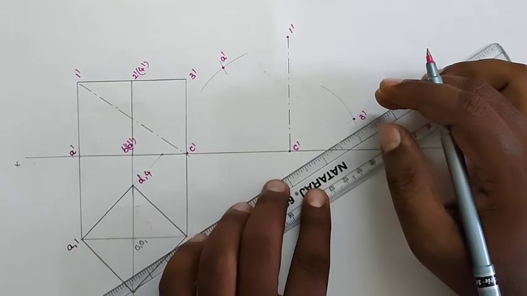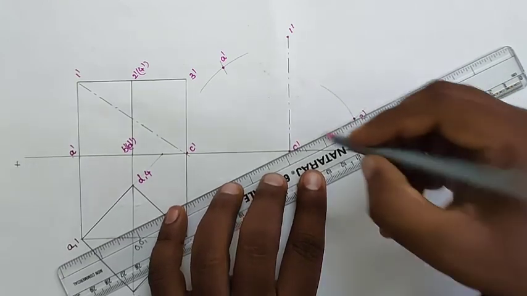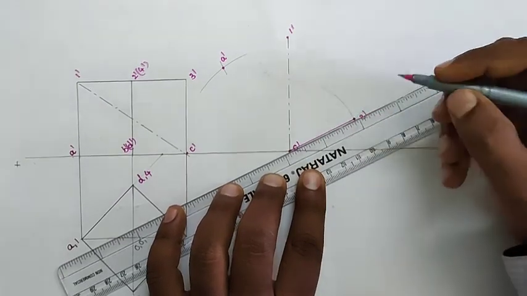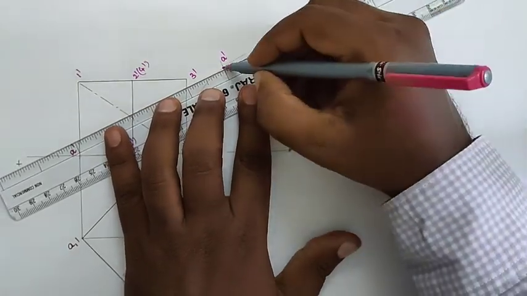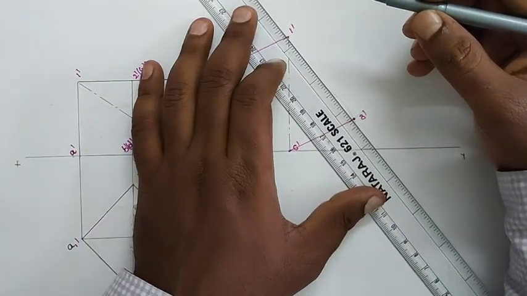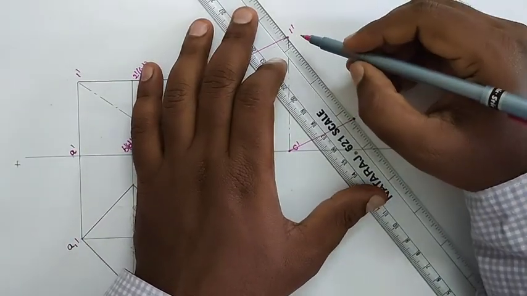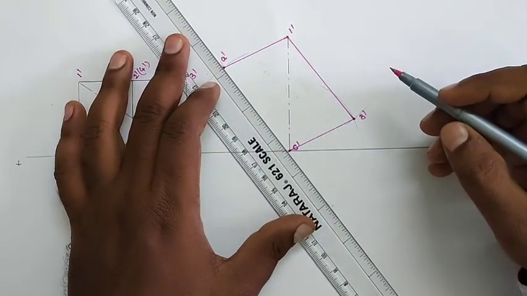Now we will join C dash, 3 dash, and here also you can join 1 dash, A dash, and also 1 dash, 3 dash, and C dash, A dash.